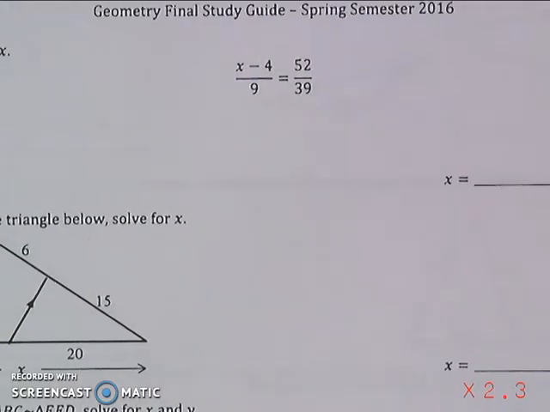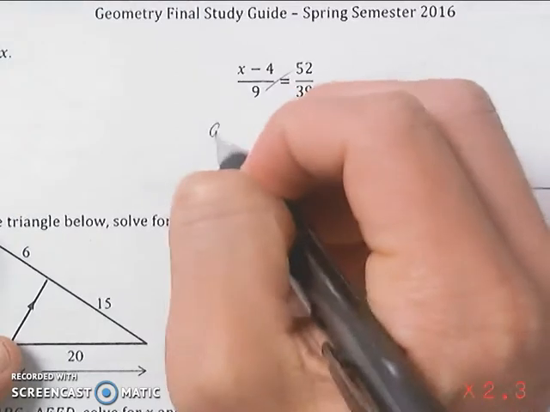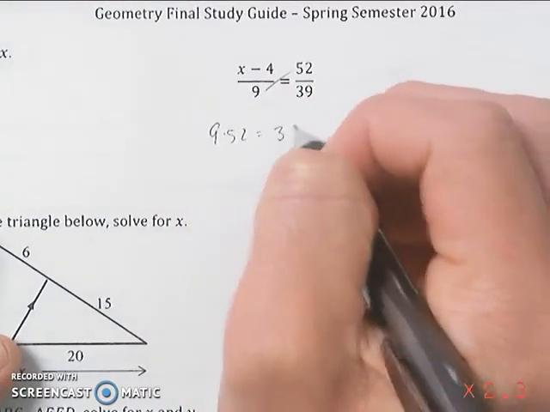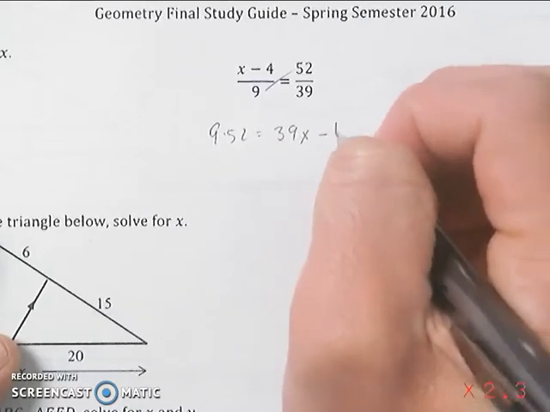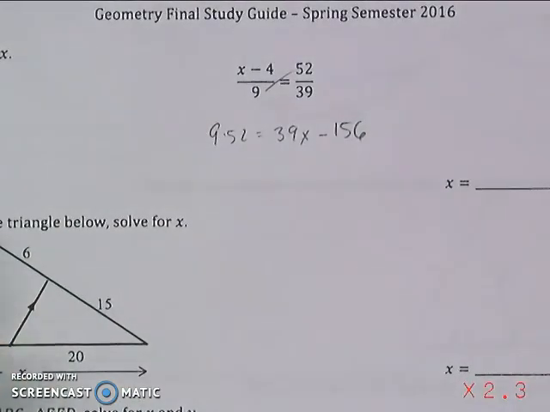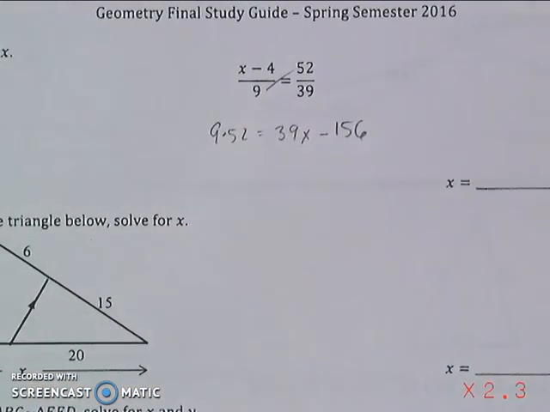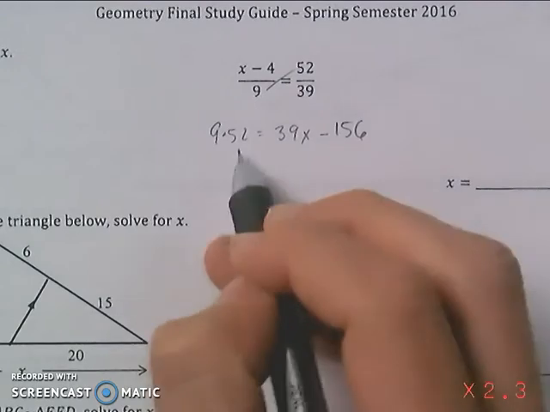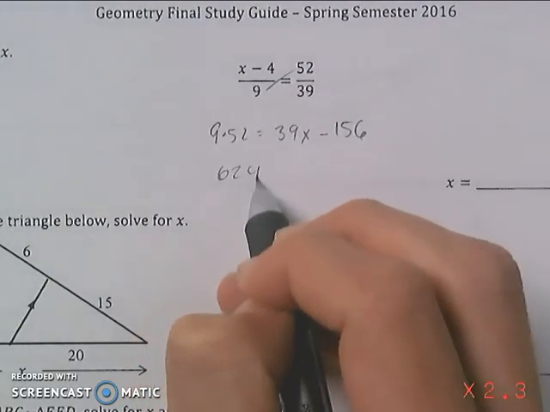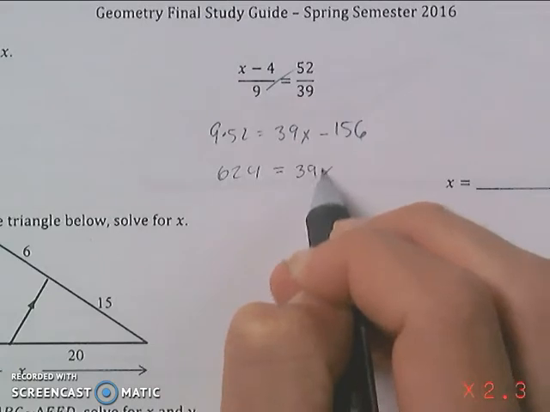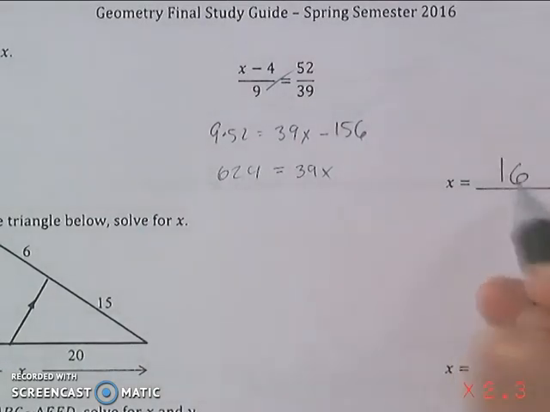Alright, first problem, all we have to do is cross multiply. So we're going to get 9 times 52 equals 39x minus 156. Okay, this is basically just a two-step equation. When you multiply, add this over to this, we should get 624 equals 39x. X is going to end up being 16. So x will be 16 for us on this problem. Again, you just got to remember to distribute the 39 to the x and the negative 4.